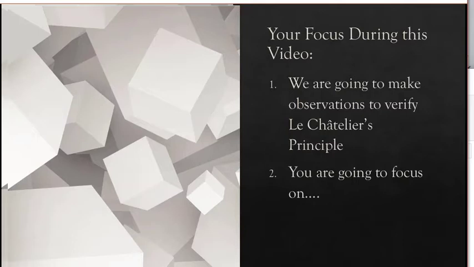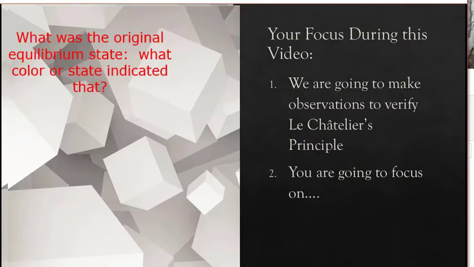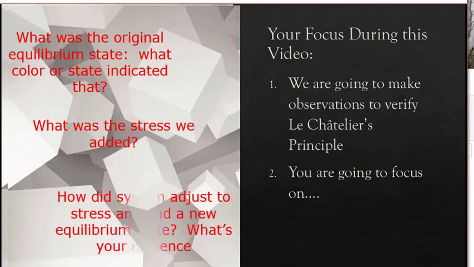So again, what you want to focus on is the technician's going to set up an initial equilibrium situation. Make sure you pay attention to what that looks like. Then he's going to do some sort of stress. We've run through this: remove products, remove reactants, add products, change the temperature. And then you're going to make recordings as far as how the system acts to achieve the new equilibrium.